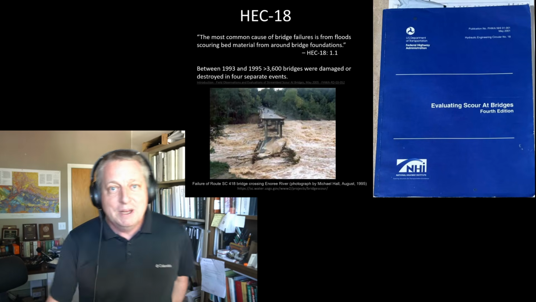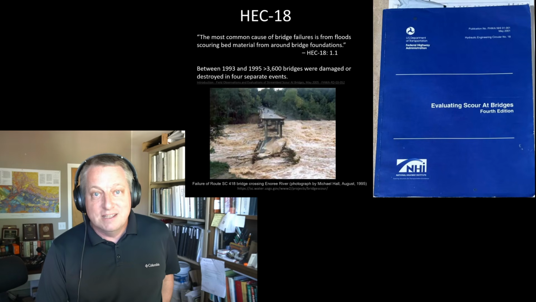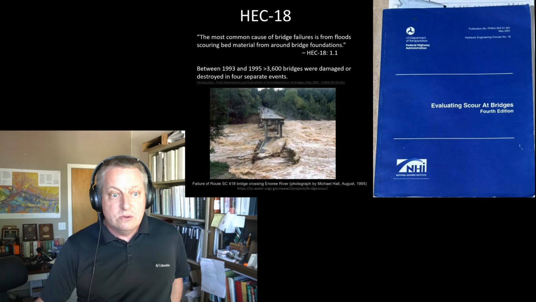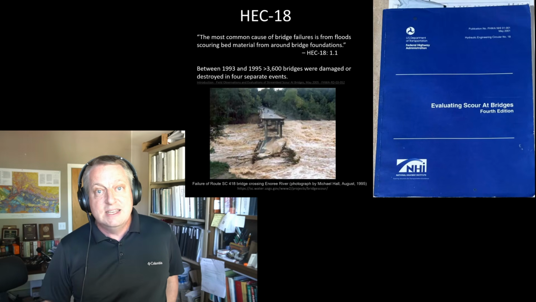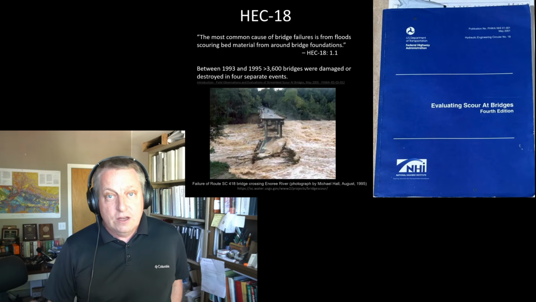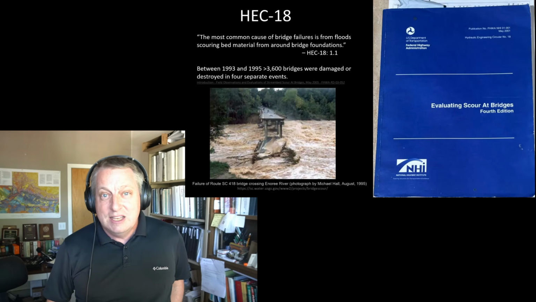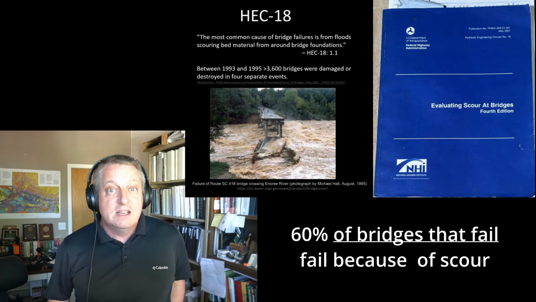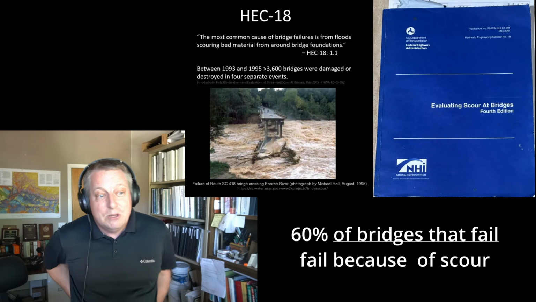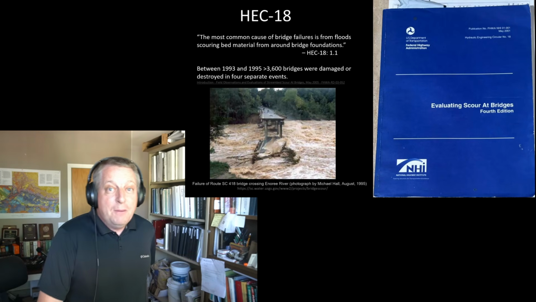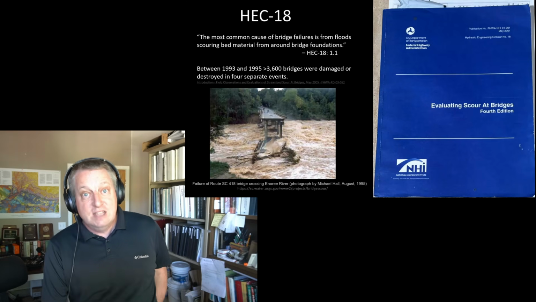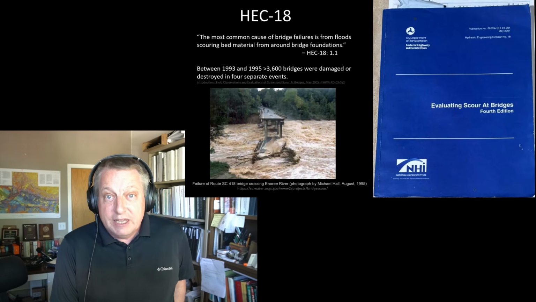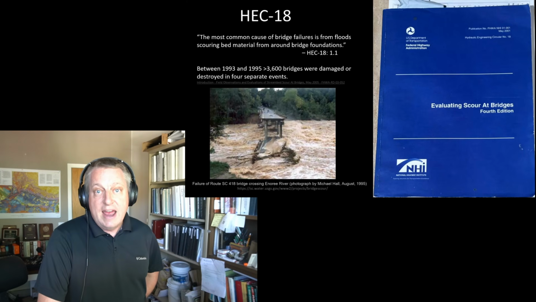You probably know, but just in case you don't, bridges fail because of scour. HEC-18 argues that scour of footings and abutments during floods is the #1 reason for bridge failure. The USGS did a similar study. They said about 60% of bridges fail because of scour. There have been independent reviews. Between 1993 and 1995, about 3,600 bridges in the U.S. alone were damaged or destroyed because of bridge scour in 4 separate events in 4 separate regions. Bridge scour is kind of a big deal. It's been one of the primary uses for RAS in the private sector.